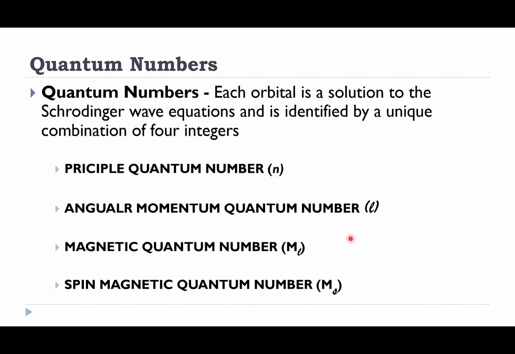Quantum numbers are going to be a set of 4 integers. Those 4 integers are going to take us closer and closer and closer to where that electron is residing, or where that electron is living. Each orbital, those 3-dimensional pictures we looked at before, is a solution to the Schrodinger wave equation. And each of those 3-dimensional pictures is going to be identified by 4 integers. They're going to get their own zip code.